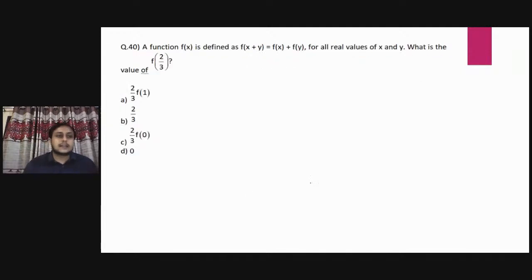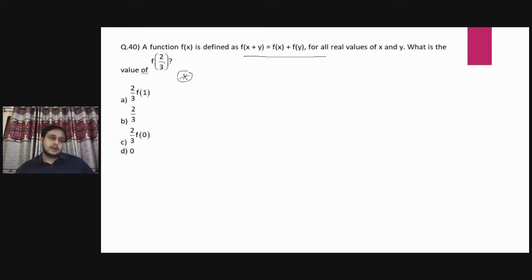Now come to the second question. Basically next question is f(x) is defined as f(x + y) = f(x) + f(y) for all real values of x and y. What is the value of f(2/3)? So guys, I will solve this question by two methods, right? The first one, the traditional one.